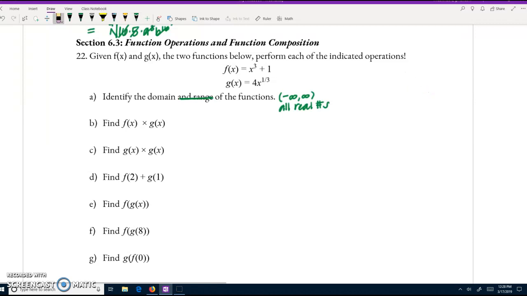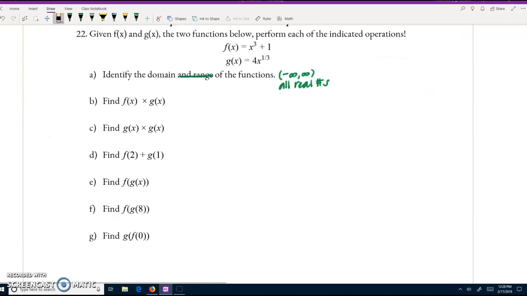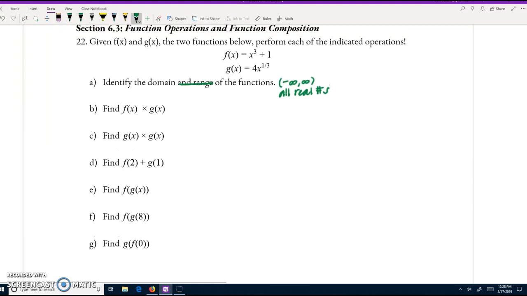Then we can see what else we can do with these operations. So first step in part B, we are multiplying. So f of x times g of x just means I'm going to copy down my f of x, which is x cubed plus 1. And I'm going to multiply it by my g of x, which is 4x to the 1/3.